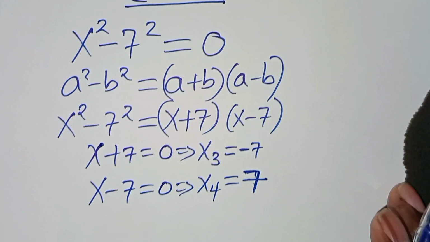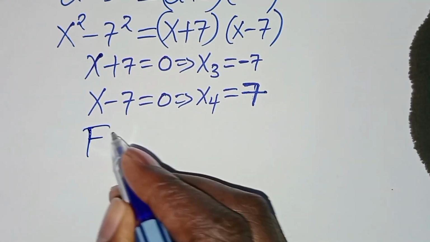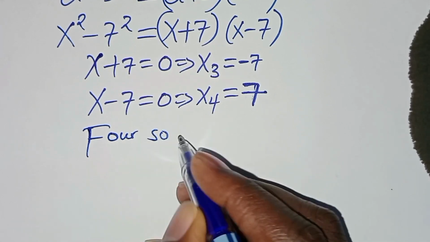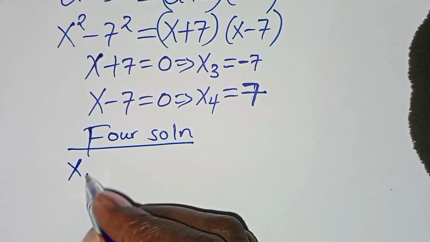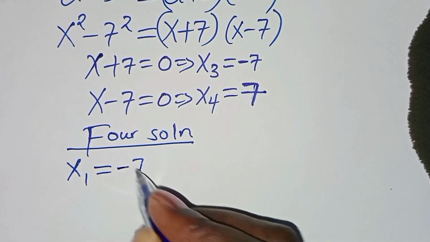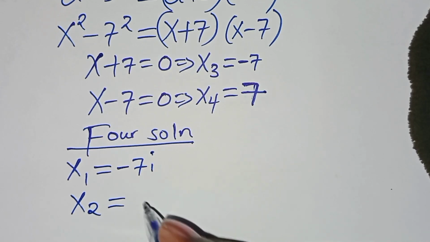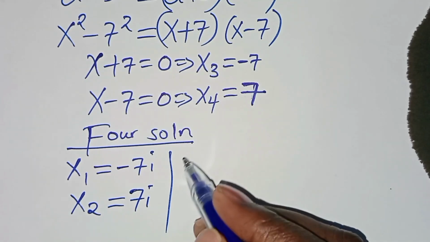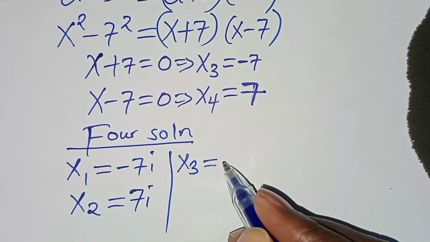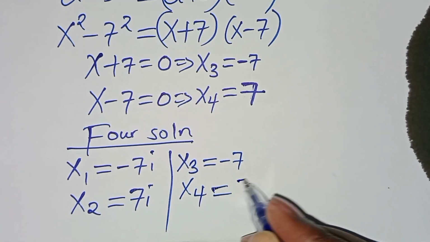So here we have 4 solutions. We have x1 equal to negative 7i, x2 equal to 7i, x3, which is negative 7, and x4 is equal to 7.